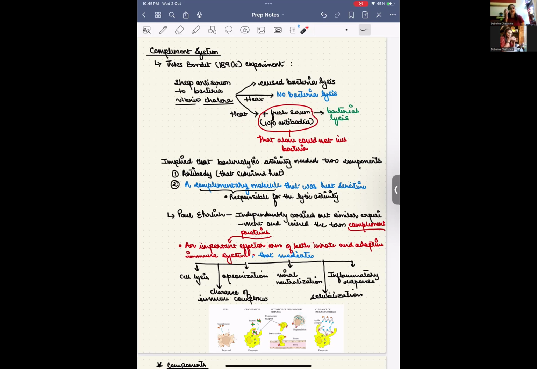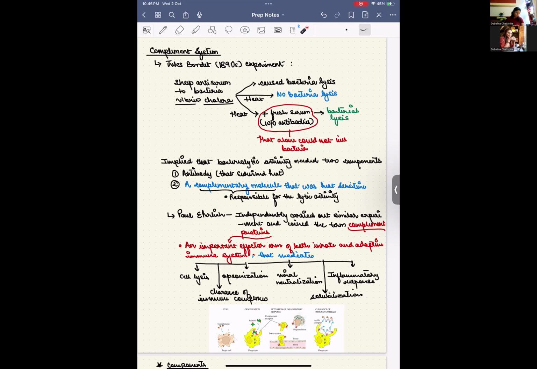So he isolated whatever was there in this fresh serum, and some sort of fractionation studies came up. Because of that, it was identified that the antibody could survive the heat. It is the complementary molecules. The name complement was actually termed by Paul Ehrlich. Independently, he was also conducting similar experiments and arrived at a similar result. Because he would say that there is a complementing factor to the antibody that brings about the bacterial lysis, he named them the complement proteins.